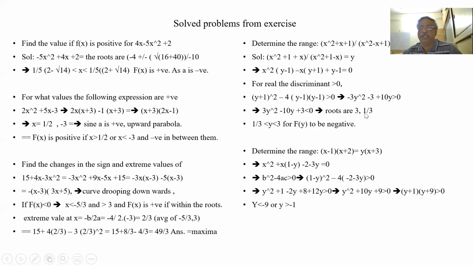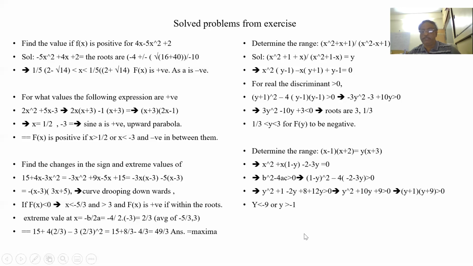Roots are 3 and 1 by 3. For the values of y between 3 and 1 by 3, I'll have real values. So 1 by 3 less than y less than 3. y to be negative because this is a minus expression. This is a minus expression, a drooping down curve. So between the roots.